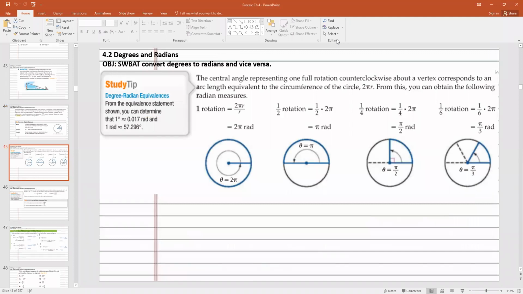All right. And the central angle representing one full rotation counterclockwise about a vertex corresponds to an arc length equivalent to the circumference of the circle, 2 pi r. From this, you can obtain the following radian measures. So one rotation is going to be 2 pi r, and that's going to be equal to 2 pi radians. So 2 pi r divided by r.